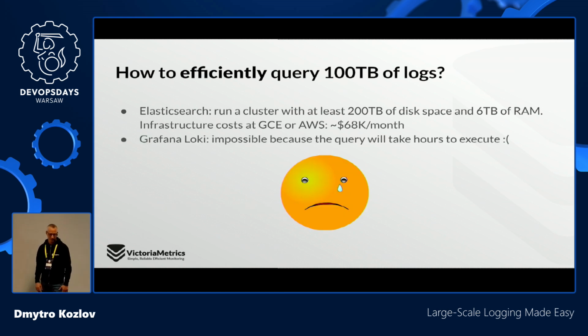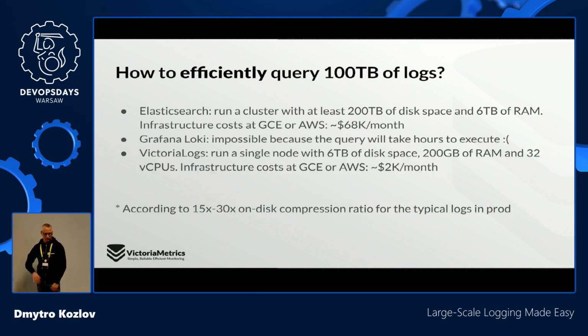So why does it happen? As I said before, it's because of the indexes they use under the hood in the storages. And if you run VictoriaLogs on a single node with the same query, it will use 6 terabytes of disk space, 200 gigabytes of RAM, and 32 virtual CPUs. So your infrastructure will cost near $2,000 per month. Why does it happen, you will ask? It's because we are using some disk optimization, and all these solutions use it, but we have an interesting disk compression ratio for typical logs in production.